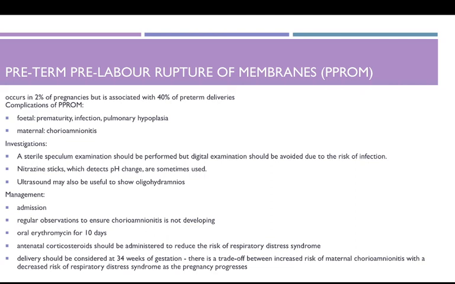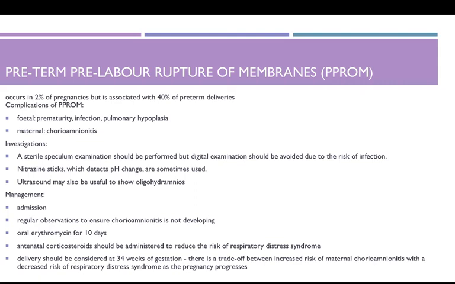Ultrasounds may be useful to show oligohydramnios. The way it's managed is if you have preterm pre-labour rupture of membranes, the mother should be admitted. You should have regular observations, so checking the temperature regularly, checking blood pressure, heart rate, all of that to ensure chorioamnionitis is not developing. They should have oral erythromycin for 10 days.